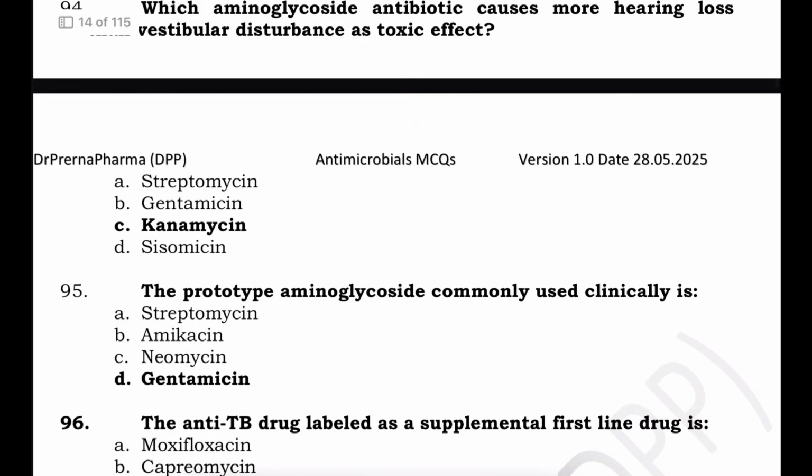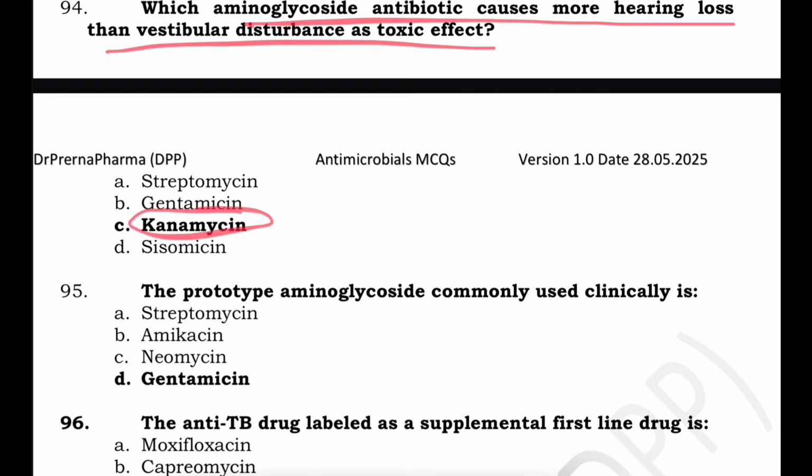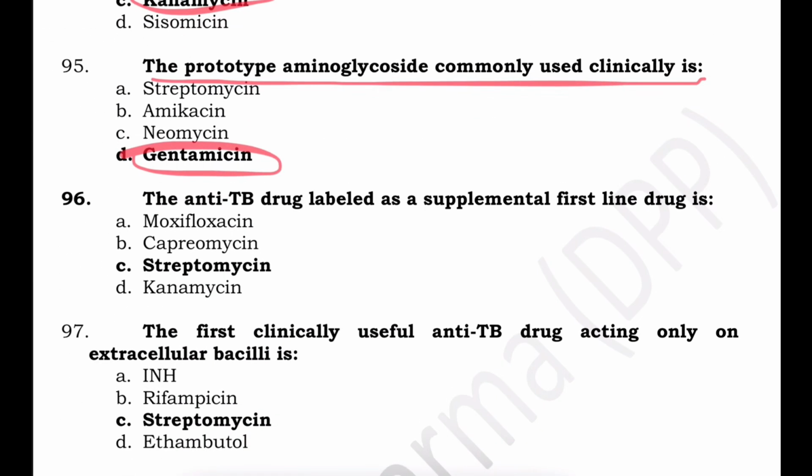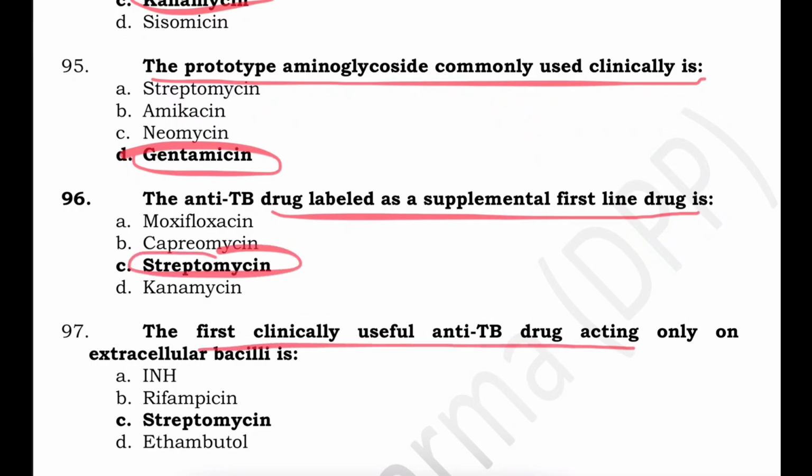Which aminoglycoside antibiotic causes more hearing loss than vestibular disturbances? So the more hearing loss is caused by kanamycin. The prototype aminoglycoside commonly used clinically is gentamicin. The anti-TB drug labeled as supplemental first-line drug is streptomycin. The first clinically useful anti-TB drug acting only on extracellular bacilli is streptomycin.